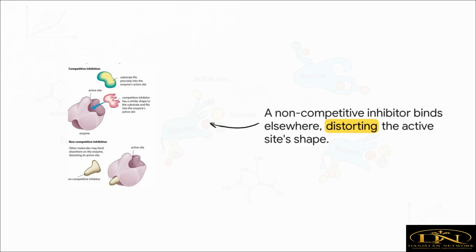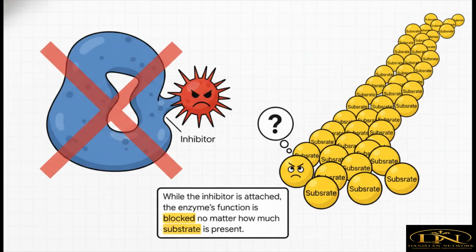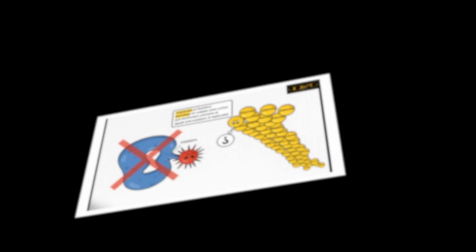When it binds there, it triggers a change in the enzyme's overall shape. It distorts the active site, making it useless. The key no longer fits the lock because the saboteur has warped the shape of the lock itself. And here is the absolutely crucial difference.